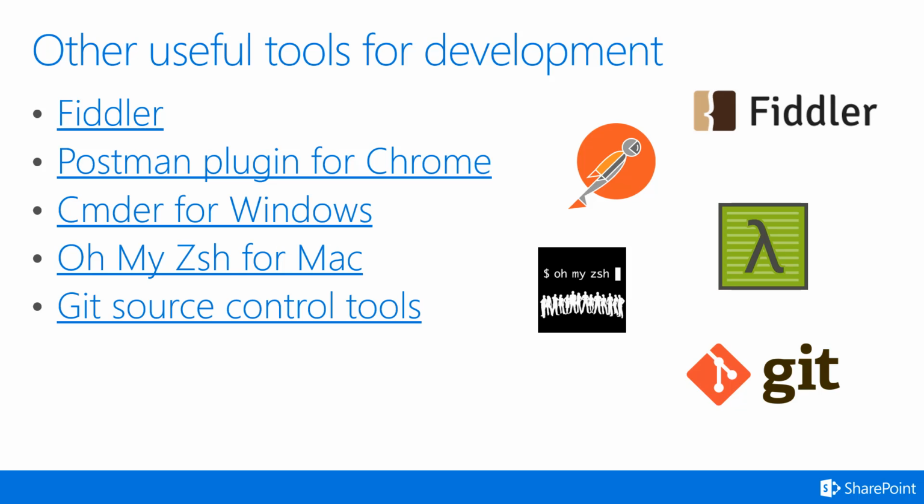Postman plugin for Chrome is a pretty much similar kind of tool as Fiddler. It is also a great tool to play around with the REST APIs and having a look at how the JSONs should be formatted. Commander for Windows is a command line tool, so it actually provides a command line window which has additional capabilities compared to PowerShell or the classic Windows command line experience. Oh My Zsh for Mac is a command line tool for Mac.